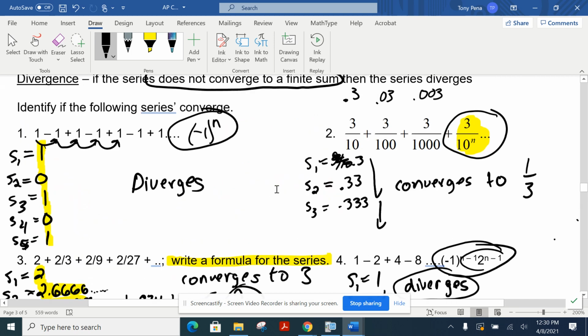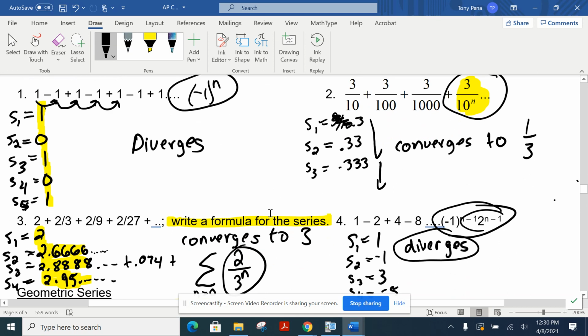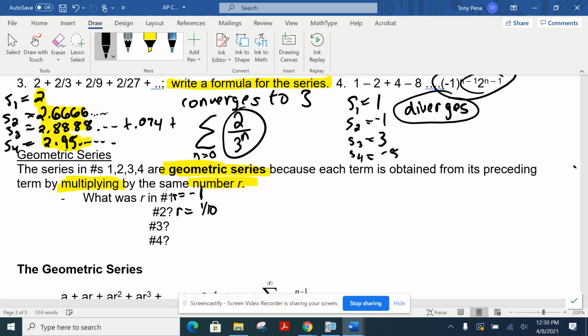So number 2, the numerator remained a 3 all the time. So the numerator, we would have had to have been multiplying by a 1. And then to go from 10 to 100, 100 to 1,000, so on and so forth, we would hopefully see that that was a 1/10. Number 3 is what? 1 over what? 3. So our ratio there is 1 over 3. And then number 4, what we were multiplying by to go from 1 to a -2, and then to turn a -2 into a 4, 4 into a -8, would have been a what?